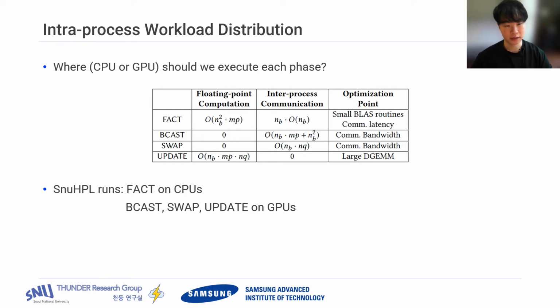In contrast, BCAST and swap phase consist of relatively large communication routines which are bounded by the inter-process communication bandwidth. We decided to run the BCAST and swap phase in GPU to exploit the high bandwidth NVLink interconnect between the GPUs. The update phase is obviously suitable for GPU since it contains a large DGEMM operation. To summarize, SnuHPL runs fact on CPUs and the rest, BCAST, swap, and update phase, on GPUs.